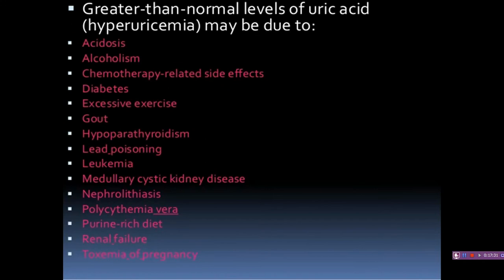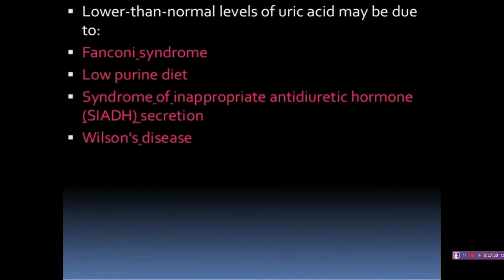Greater than normal value of uric acid, hyperuricemia, may be due to acidosis, alcohol intake or alcoholism, chemotherapy-related side effects, diabetes, excessive exercise, gout, hypoparathyroidism, lead poisoning, leukemia, medullary cystic kidney disease, nephrolithiasis, polycythemia vera, purine-rich diet, renal failure, and toxemia of pregnancy. Lower than normal levels are seen in pancreas disease, low purine diet, syndrome of inappropriate antidiuretic hormone secretion, and Wilson disease.